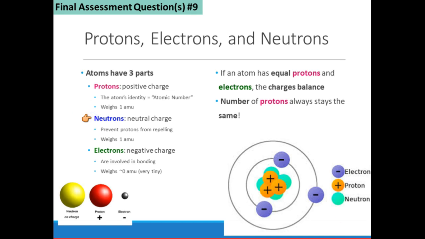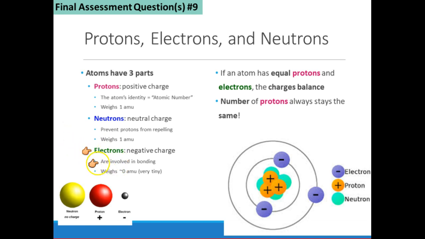Neutrons are neutrally charged, hence why they're called neutrons, neutron, neutral. And these are there to prevent protons from repelling each other, because remember, protons are all positive and like charges want to repel. So these positive protons don't want to be next to each other. The neutrons, though, help separate the protons a little bit so that the protons don't repel each other. They also each weigh 1 AMU, so they have mass.